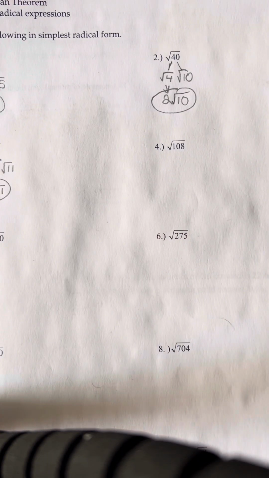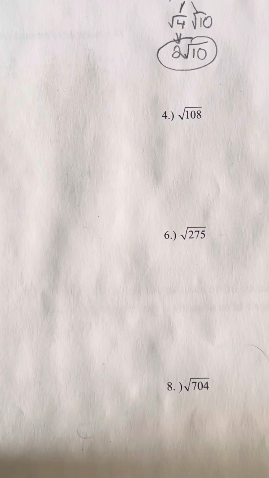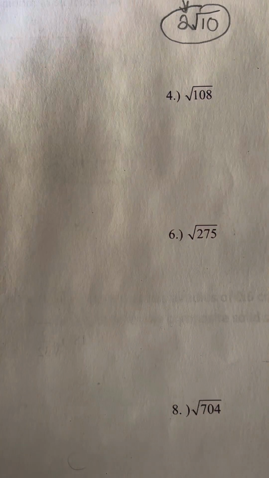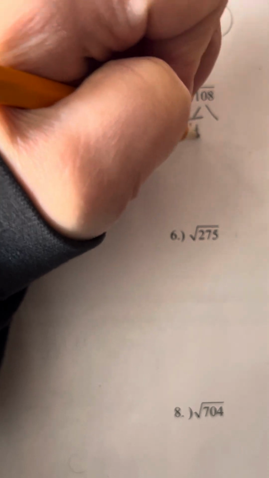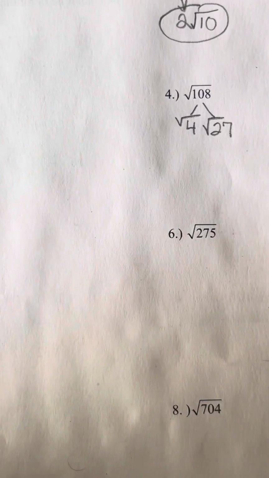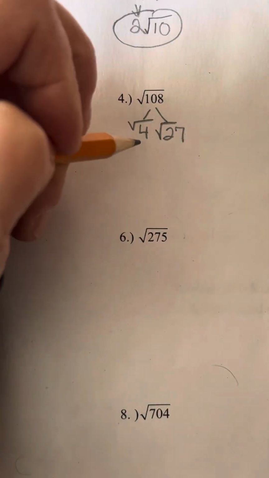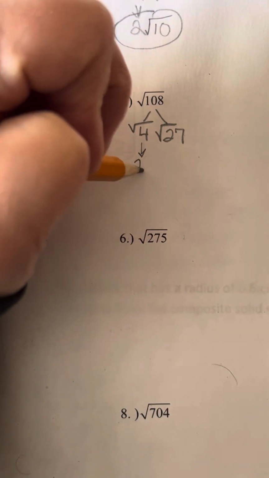Let's take a look at the next one over here, number 4, which is the square root of 108. So again, if I'm thinking about numbers that go into 108, I do have the numbers 4 and 27. So we'll do 4 and 27 and try that. And so we know that 4 is a perfect square, which is 2.